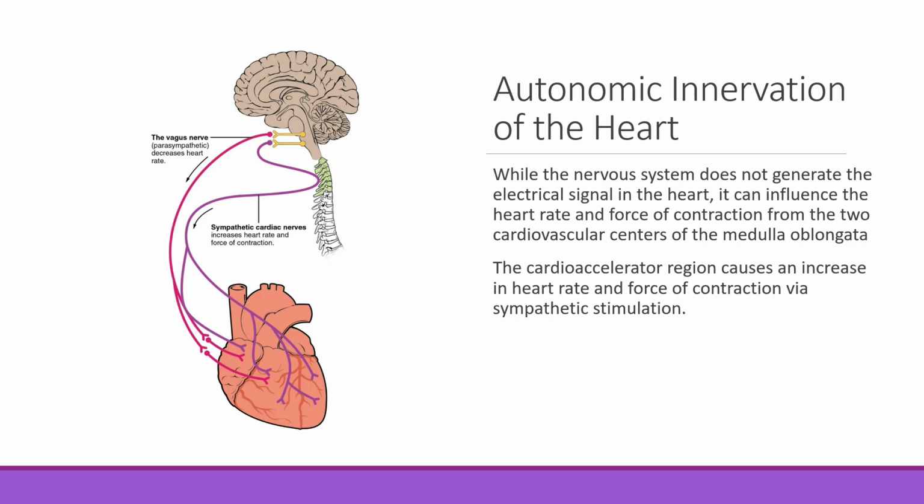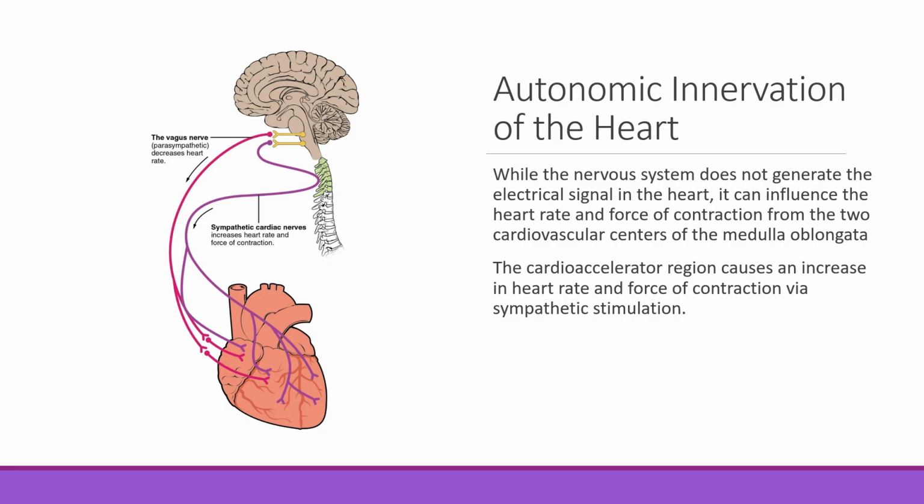So I mentioned that the nervous system doesn't generate the electrical signal of the heart. It only influences the heart rate and force of contraction from two cardiovascular centers in the medulla oblongata. The acceleratory center is what causes an increase in the heart rate and force of contraction via your sympathetic stimulation.